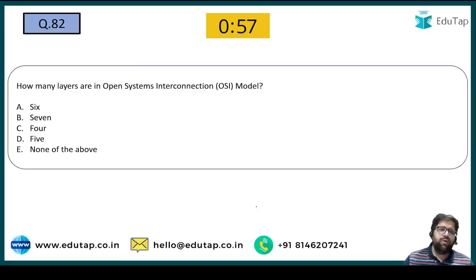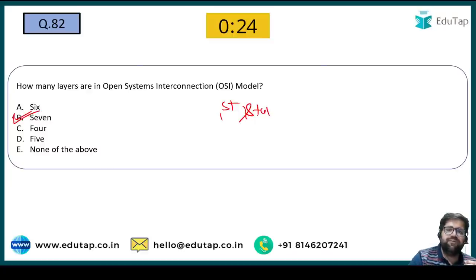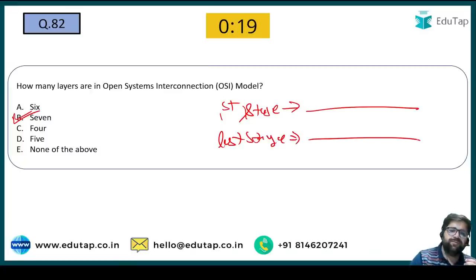How many layers are there under the Open System Interconnection model? Now this is the question which I will test you on. 82, my friends. Let me see who gives me the right answer of 82. Who will be giving me the right answer? 7. Can someone let me know the first stage name? Yes, there are 7. So what is the name of the first stage, and what is the name of the last, the 7th stage? If you don't know, then please write skip.